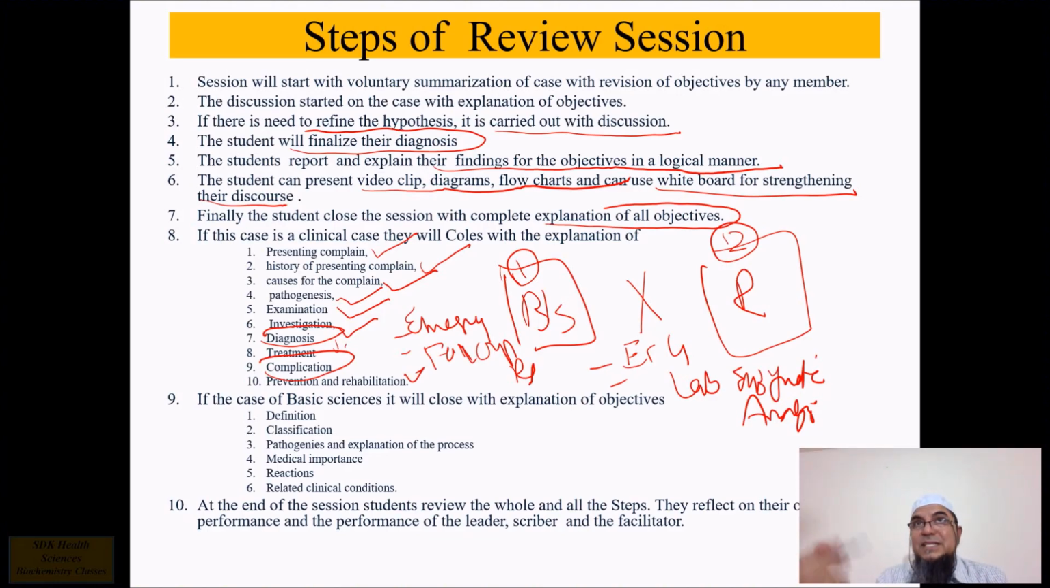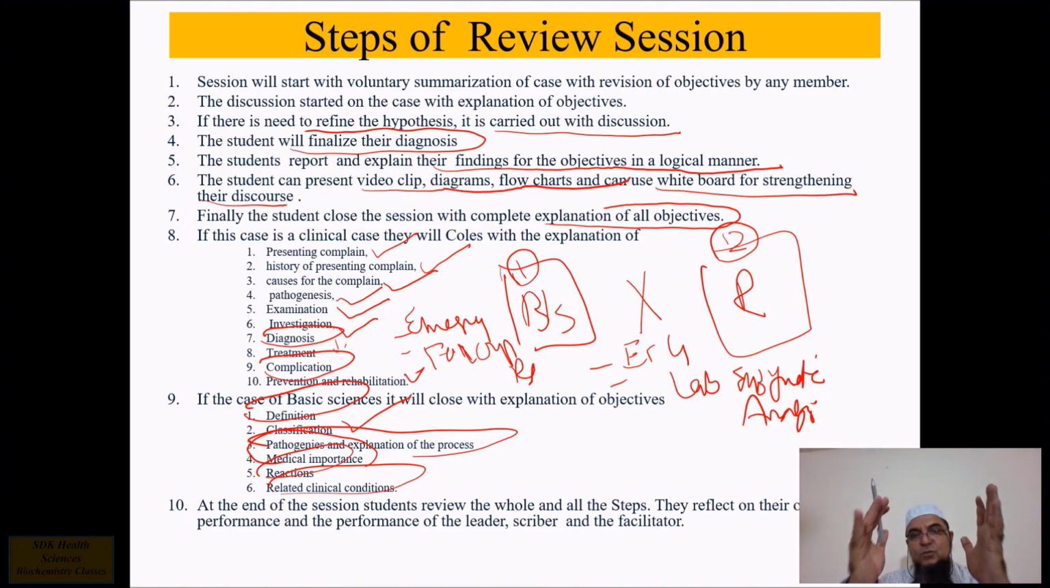If the case was a basic science case, say for example, then they will go for the definition of the topic, classification related to the topic, pathogenesis and explanation of the process, clinical or medical importance of the topic, reactions related to the topic, and the related clinical conditions. And at the end of the day, the student should review the whole case in totality. So this was the case in brainstorming.